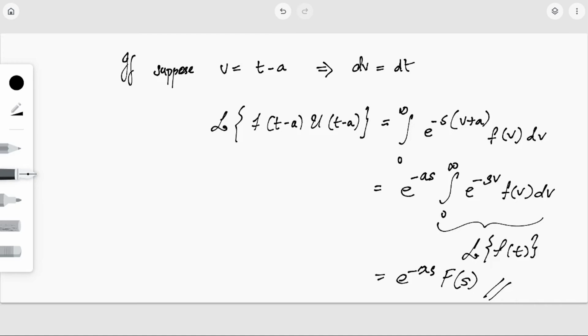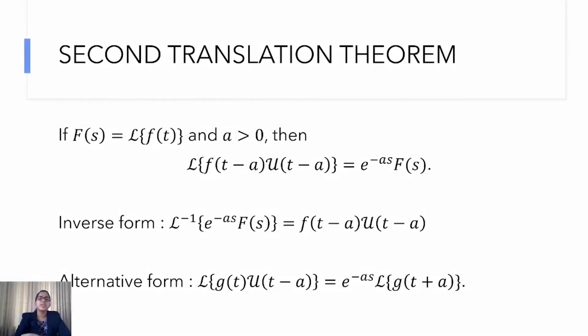Now, as we mentioned in the first translation theorem itself, the inverse form is very useful while solving many initial value problems, and any differential equation can be solved with the help of the Laplace transform and its corresponding inverse. So here also we'll see the inverse form. So what is the inverse? That is, the inverse Laplace transform of e raised to minus as into F of s is nothing but f of t minus a into u of t minus a. Okay, so this is the corresponding inverse form.